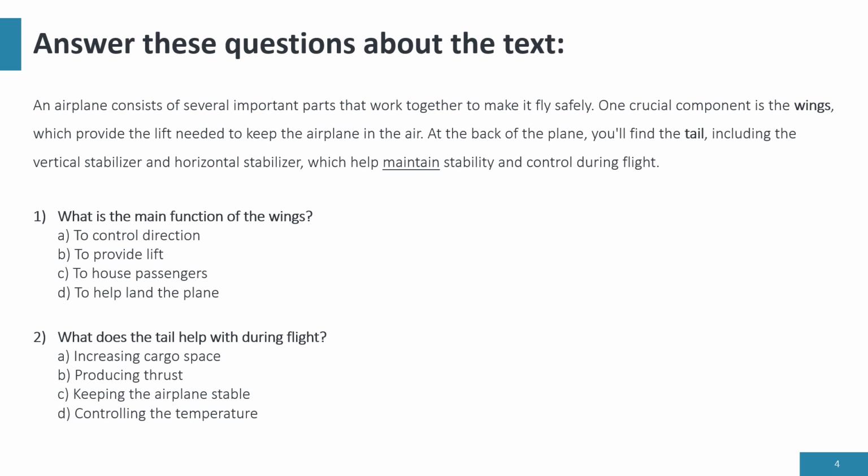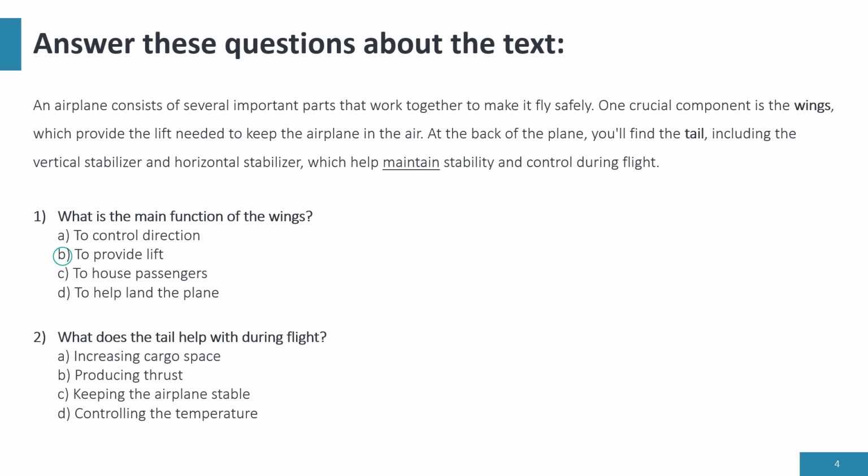What's the main function of the wings? Okay, let's find the wings. What do the wings do? One crucial component is the wings, which provide the lift needed to keep the airplane in the air. So here we find the answer in the second sentence: to provide lift.